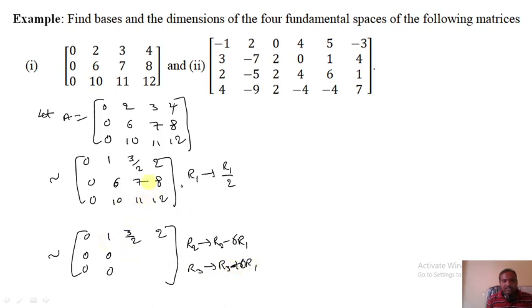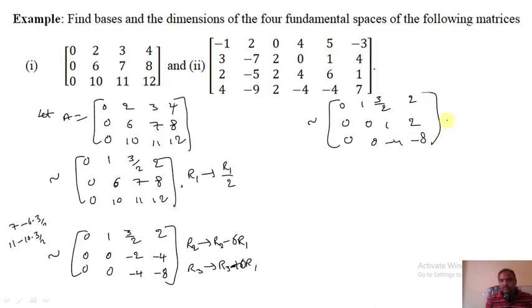See, R2 minus 6R1. R2 means 7 minus 6 into 3 by 2, that is 7 minus 9, minus 2. Next, R3, 11 minus 10 into 3 by 2, 5, 15, minus 4. Next, R2, 8 minus 12, minus 4. Next, 12 minus 20, minus 8. Now convert this pivot: the minus 2, divide the R2 row by minus 2. So 0, 1, 3 by 2, 2; 0, 0, 1, 2; 0, 0, minus 4, minus 8. That means I have used R2 divided by minus 2.